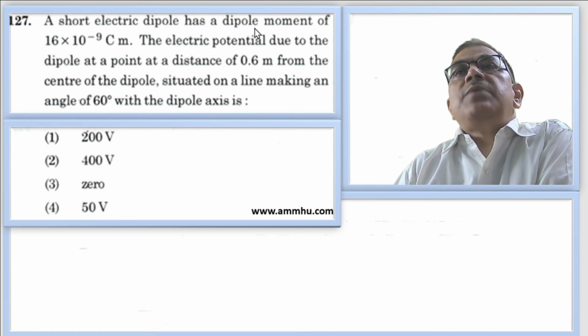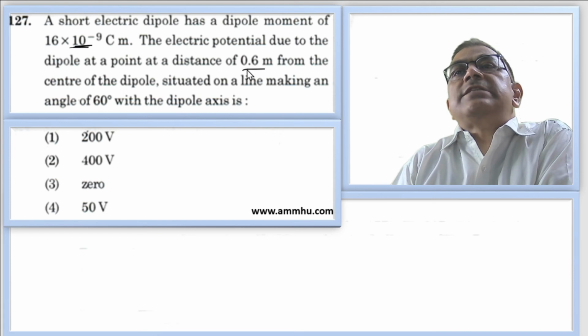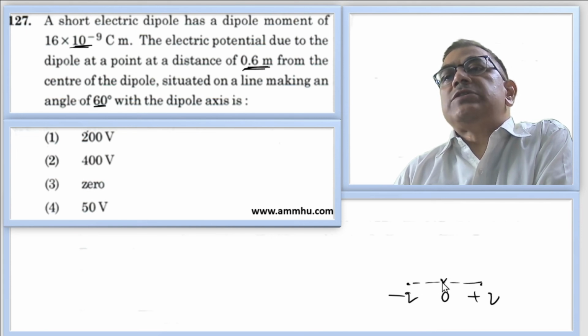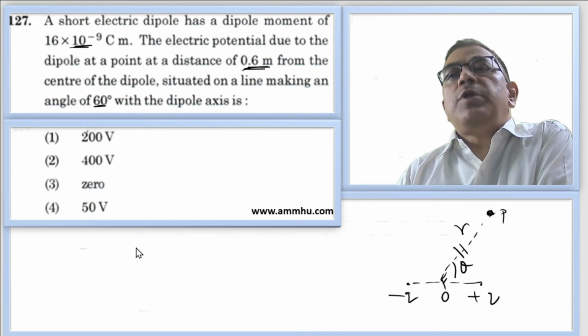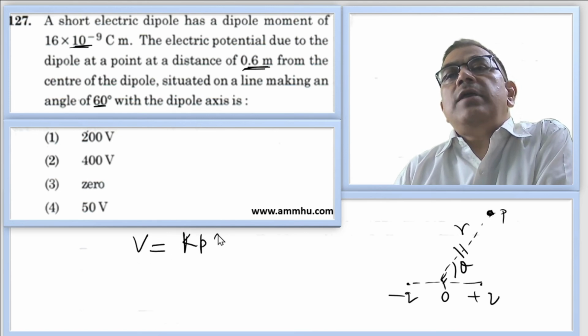This is an electric dipole with a dipole moment. Dipole moment is given, distance is given, and angle is given. So here is a dipole, minus q and plus q. The midpoint of the dipole is always chosen as the origin, and here is point P at a distance r making angle theta. The electric potential at this point is given by kp cos theta by r square.